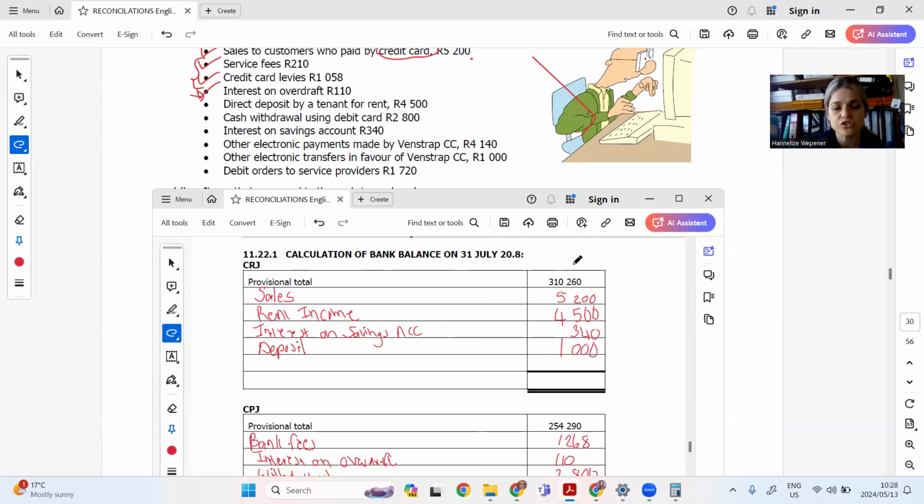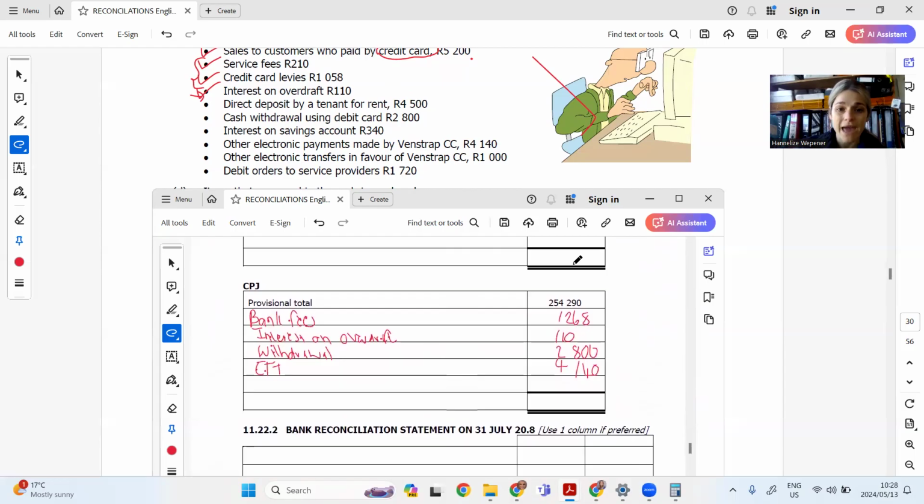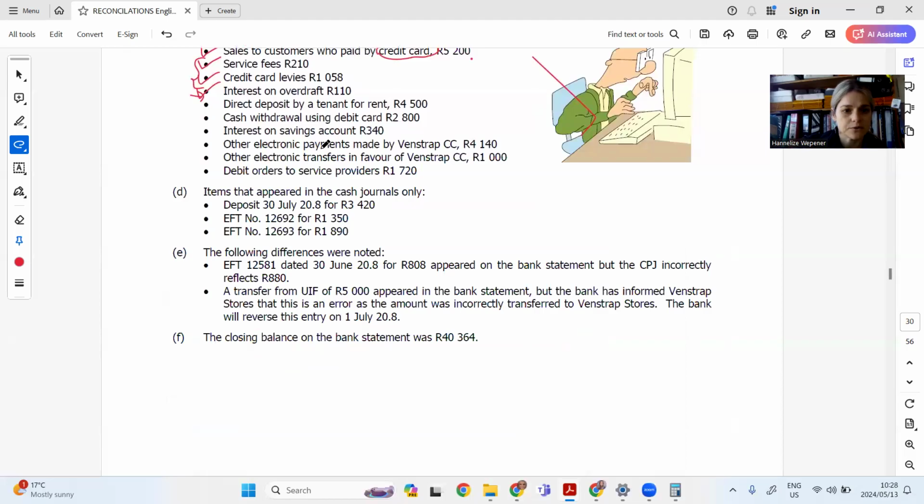Okay, and then debit orders to service providers. Remember, debit orders are payments that you make. So CPJ, debit orders. And the amount that you paid was 1,720 Rand. And then you are done with all of the items here. So done. Then items that appeared in the cash journals only. So that's fine because they haven't told you to do your bank reconciliation yet. You're now busy with the first question. First question says your CRJ, CPJ, so you move on.